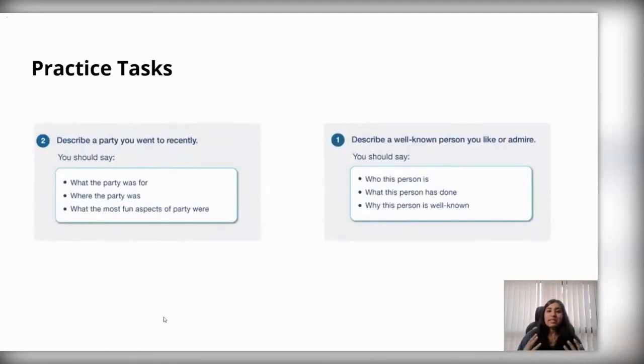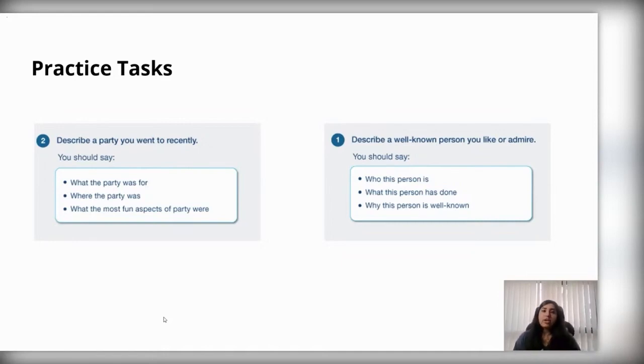Okay, let's look at some practice tasks as well. All right. So first of all, this is the cue card like we talked about. For part 2, for example, describe a party you went to recently. Now see, this question is in the past tense, something that you did already, but you did it recently. So you need to talk about what the party was for, where the party was, what the most fun aspects of the party were. Now you can see it is given in the past tense, your answer needs to be in the past.